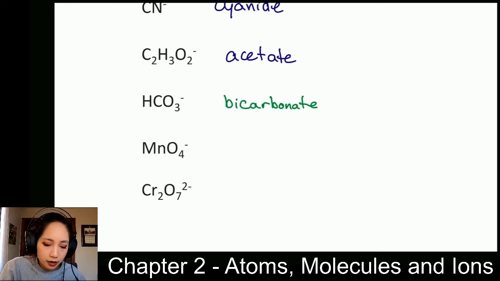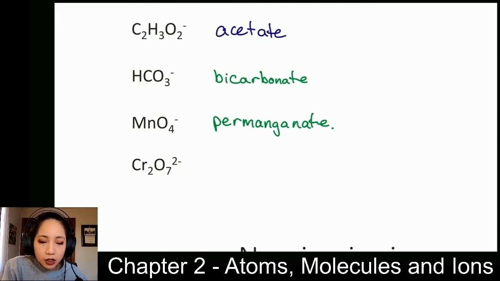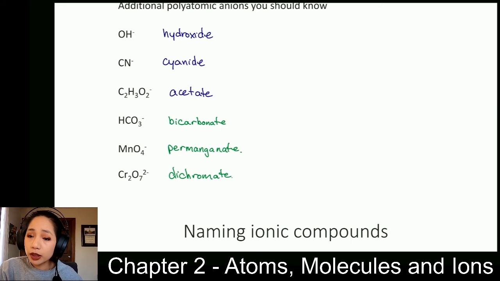MnO4 minus. So here it's a little different because manganese is a metal, but overall, when it's combined with 4 oxygens it produces an overall negative charge. So it is an anion that we come across. So this is permanganate. And then the last one here, which is also a little bit different because chromium is a metal, but it's combined with some oxygens and has an overall 2 minus charge. This is dichromate. So these are the ones that you need to know and that we will use within this course.